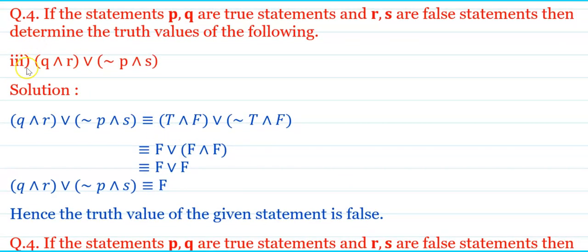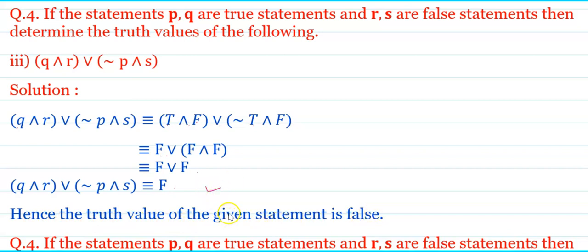Next, the third one. Again P and R, or negation of P and S. Now substitute the values of Q, R, P, S. Q is T and R is F, or in bracket negation of P, that is negation of T, and F. T and F is F, or negation of T is F, and F. F and F is F. F or F, then again we get F. Hence the truth value of the given statement is false.